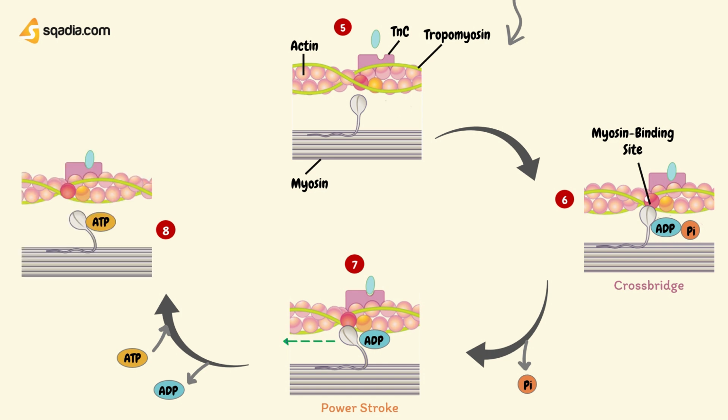In step 8, binding of a new ATP molecule causes detachment of the myosin head from the actin filament. Calcium is resequestered. In step 9, ATP hydrolysis into ADP and inorganic phosphate results in the myosin head returning to the high energy position, called cocked. The myosin head can bind to a new site on actin to form a cross bridge if calcium remains available.